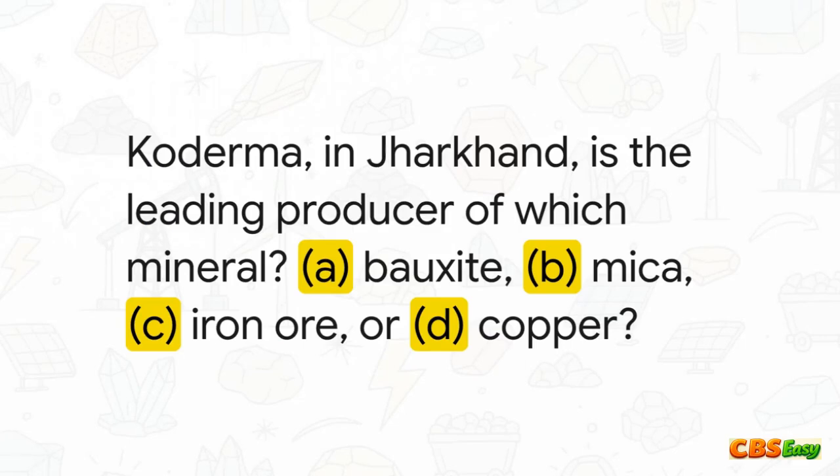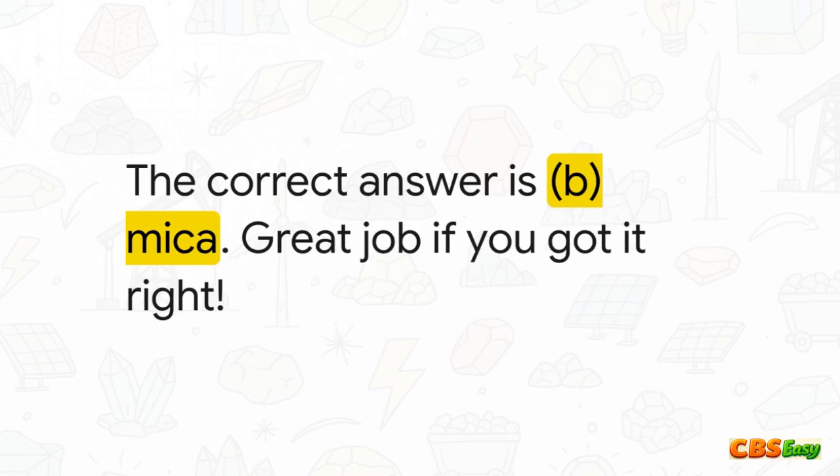Koderma in Jharkhand is the leading producer of which one of these minerals? Is it A, bauxite, B, mica, C, iron ore, or D, copper? Quick, lock in your answer. And the answer is B, mica. Yes. If you got that, you're absolutely on the right track. Great job.